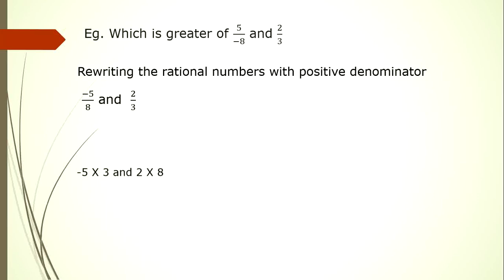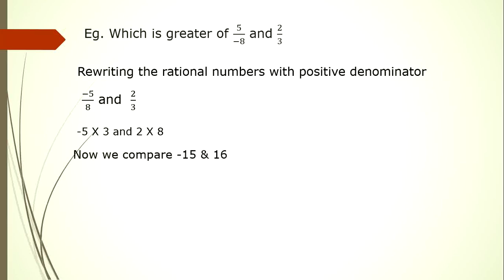Now, here we go for the butterfly method which we did in fractions. Do you remember the butterfly method? We multiply the numerator of the first fraction with the denominator of the second fraction. The same thing we are going to follow here in rational numbers. So here we multiply minus 5 and 3, and for the other one we have 2 into 8. On multiplying minus 5 with 3 we get minus 15, and 2 with 8 we get 16.